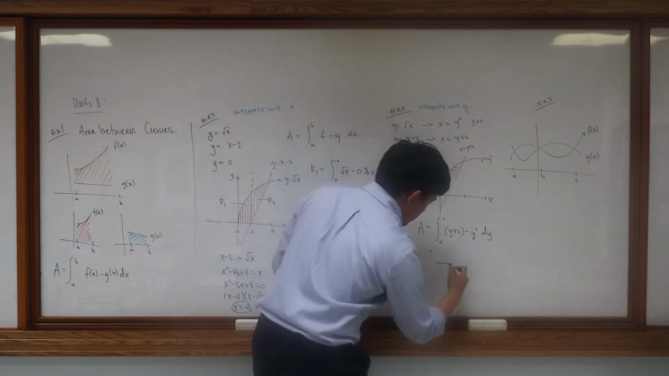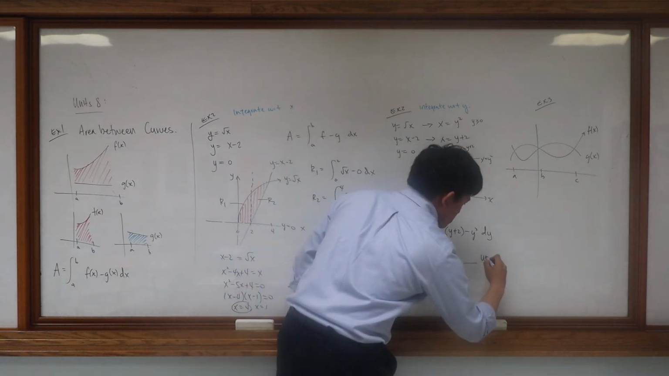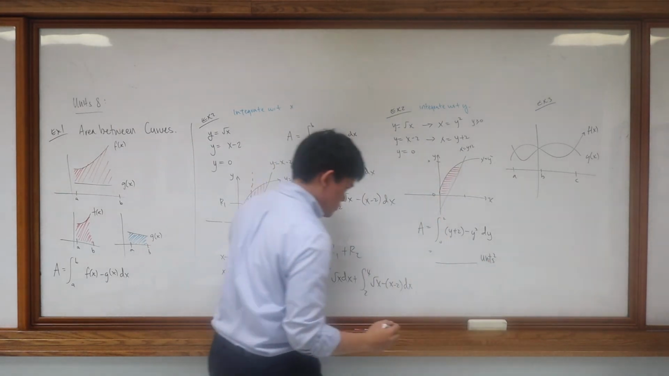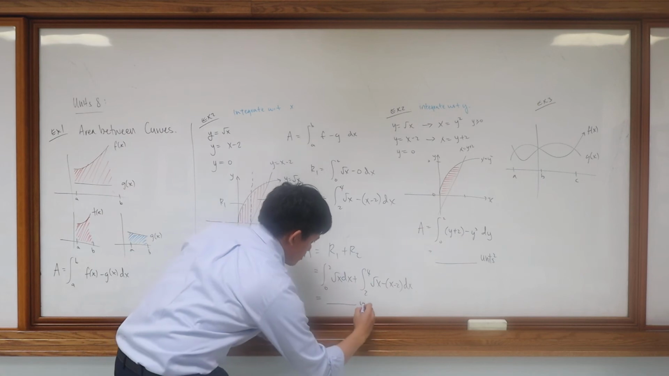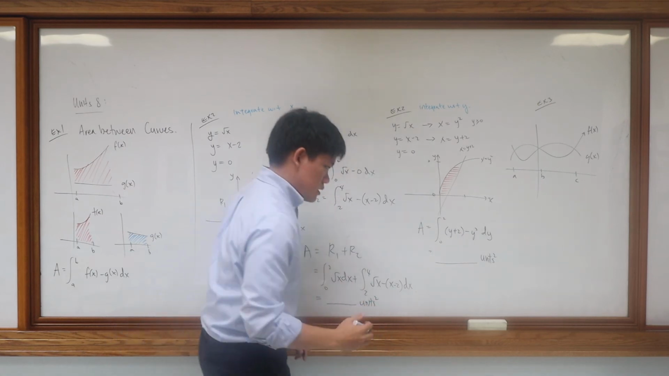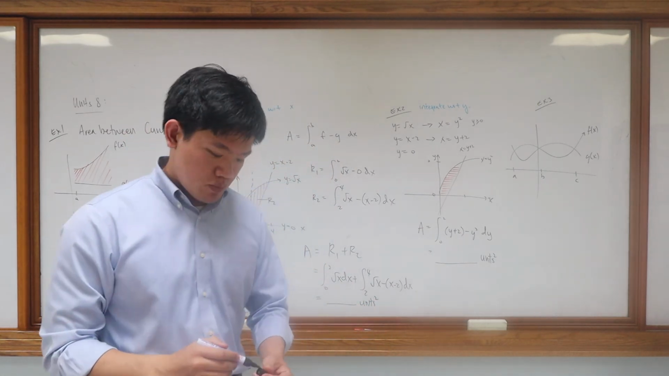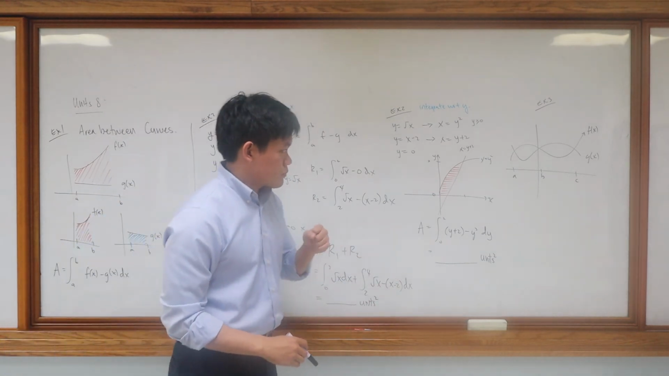Again, whatever answer you get, it's going to be units squared, because area is two-dimensional. So just make sure you have units squared.